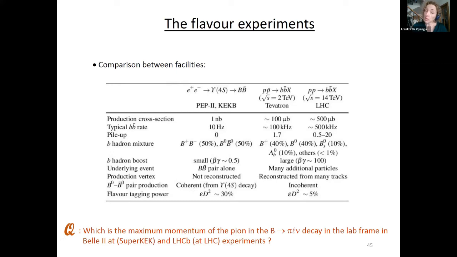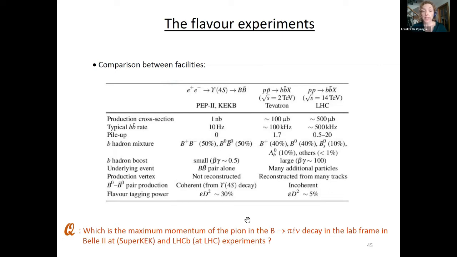And the advantage of the epsilon 4s is that, as I told you, it is a coherent way of production because it comes from the epsilon 4s. That means that if you know one of the B mesons, you know exactly what happens with the other. And in the case of the LHC, this is not happening. You can have one B quark which is hadronizing to a B meson, and then the other can be hadronizing to a B baryon. Of course the charge has to be the correct one, but it is not coherent in that way.